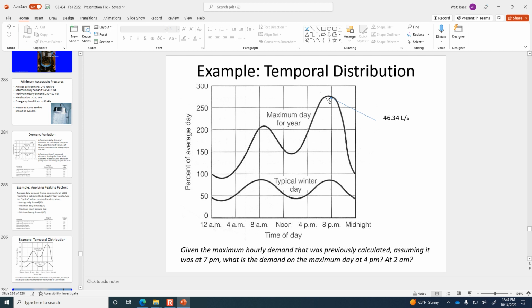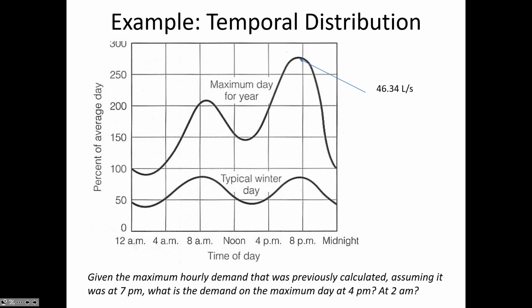Okay, now what we can do is assume what the demand would be at 4 p.m. by looking at this figure. At 4 p.m., what is this crossover point as a percent of the average day? If this is 150 and that's 200, the middle would be 175, so 60, 70, 80. It's about 195%, I think. So 4 p.m. is 195% of the average day.